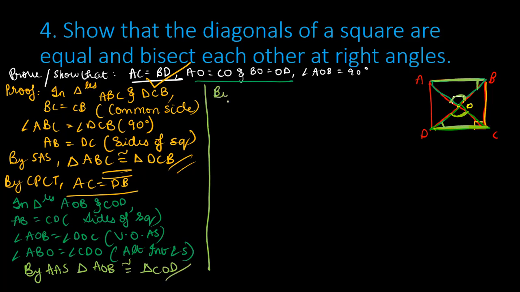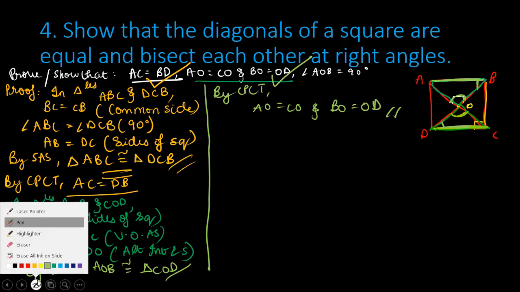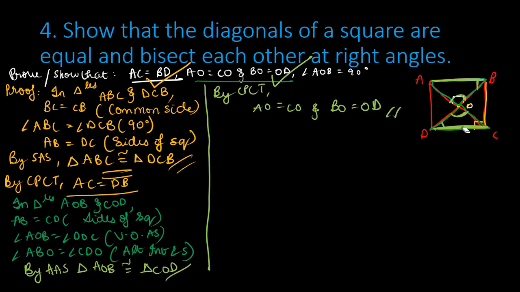Now by CPCT, what can I say? By CPCT, I can say that AO is equal to CO and BO is equal to OD, right? So now I proved the second part of the question also. Clear? So I hope you understood how we did this. Now I'm just going to redraw this square figure again because it's kind of shabby.